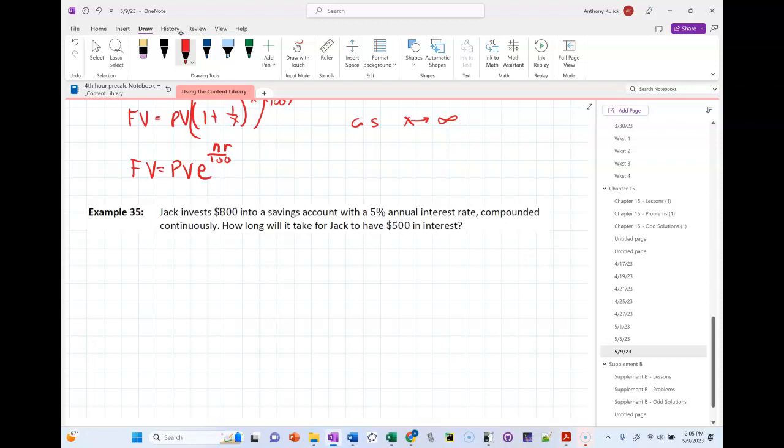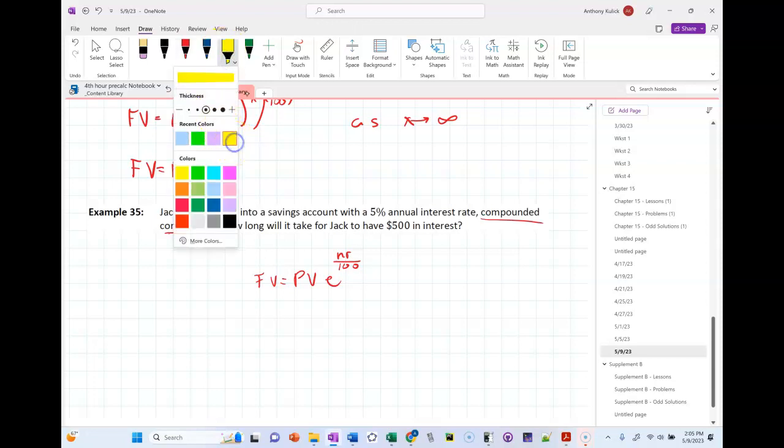All right. Last example, and we're going to be outie. Sound good? All right. Jack invests $800 into a savings account with a 5% annual interest, compounded continuously. That's the key phrase for me. How long will it take Jack to have $500 in interest?